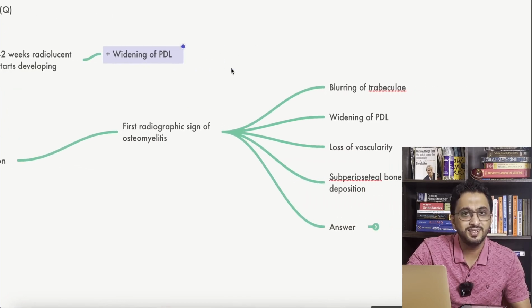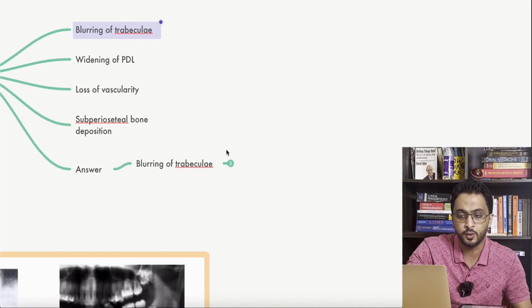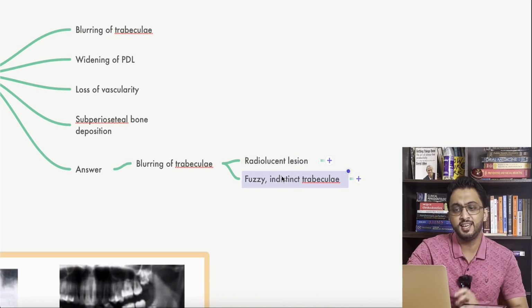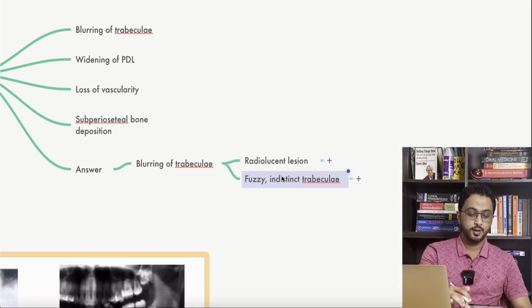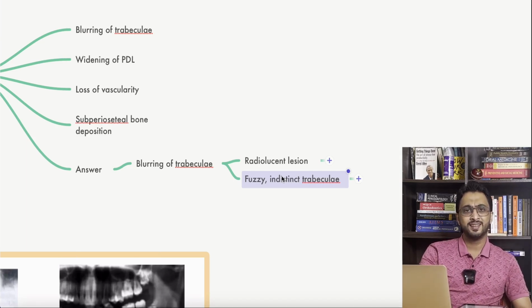So what is basically the reason? I told you the reason for this radiolucent lesion. That will be the first radiographic sign. Hope you understood. So basically it's blurring of trabeculae, which is producing it. That's the answer. In different ways they can ask you: the cause of radiolucent lesion is fuzzy, indistinct trabeculae. The trabeculae take on a fuzzy appearance. So blurring or fuzzy trabeculae in acute osteomyelitis is the first radiographic sign.